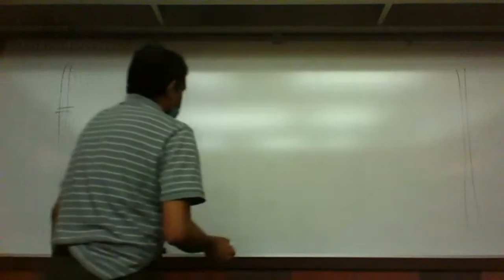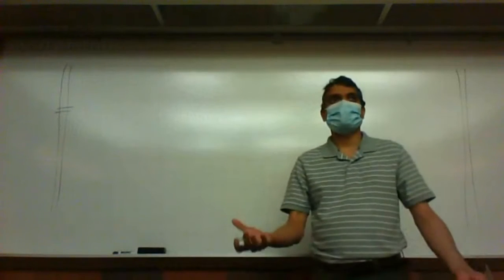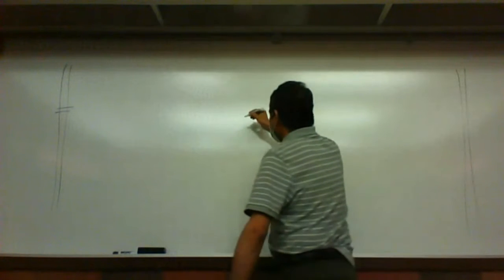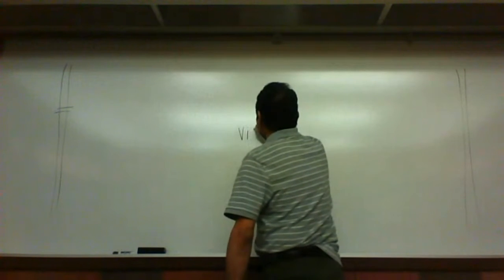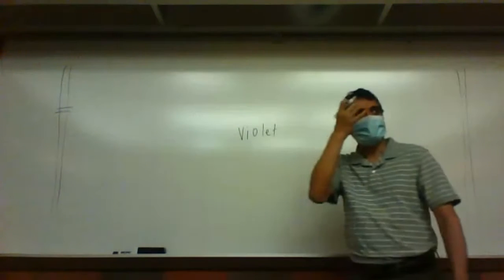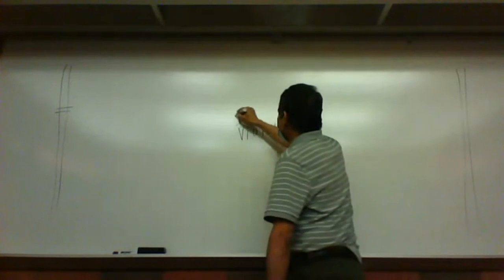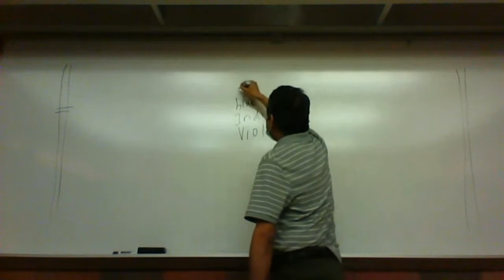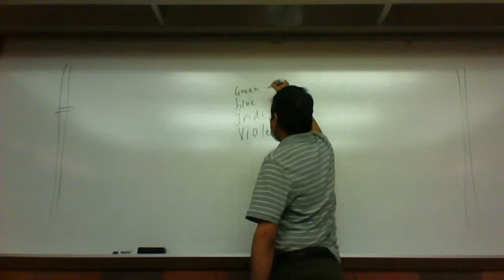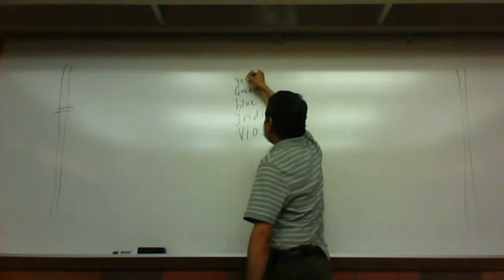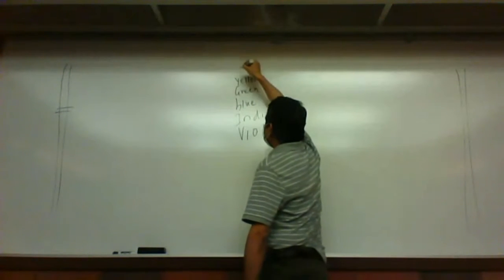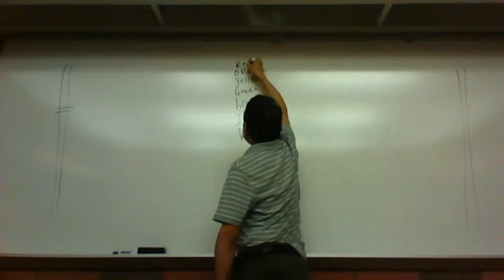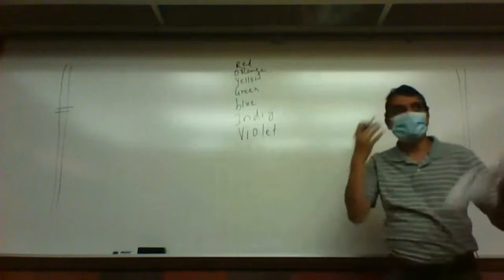There are only 7 kinds of light we can see with our eyes. They are violet, indigo, blue, green, yellow, orange, and red. So there are 7 lights that we can see.